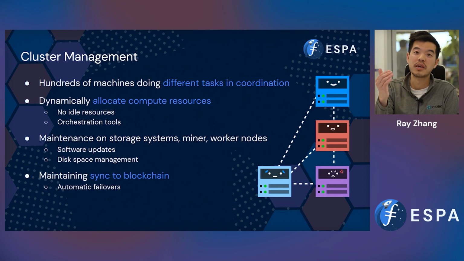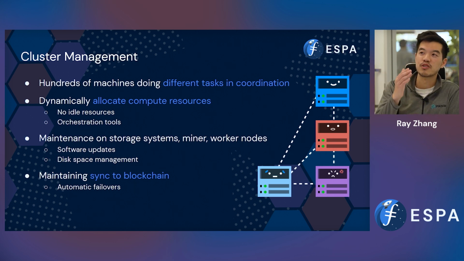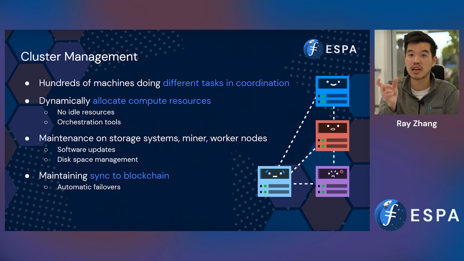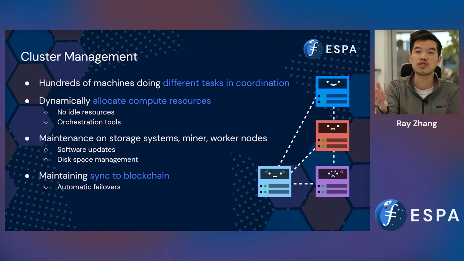You also need to perform maintenance on all these systems: your storage system, your miner, your worker nodes. The most important thing to call out here is the software updates and the security updates. If you're unable to update your system in a timely manner, your systems are vulnerable to attack during that time period. So how do you push security updates to thousands of machines? There's no way to do that except with automation.